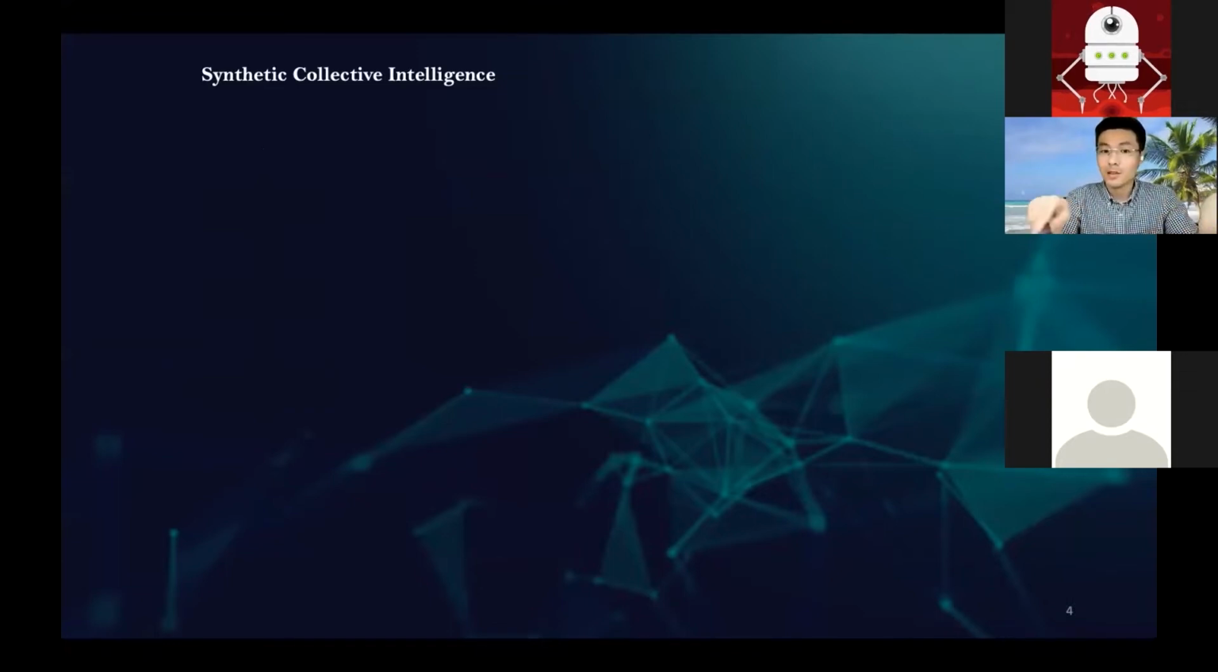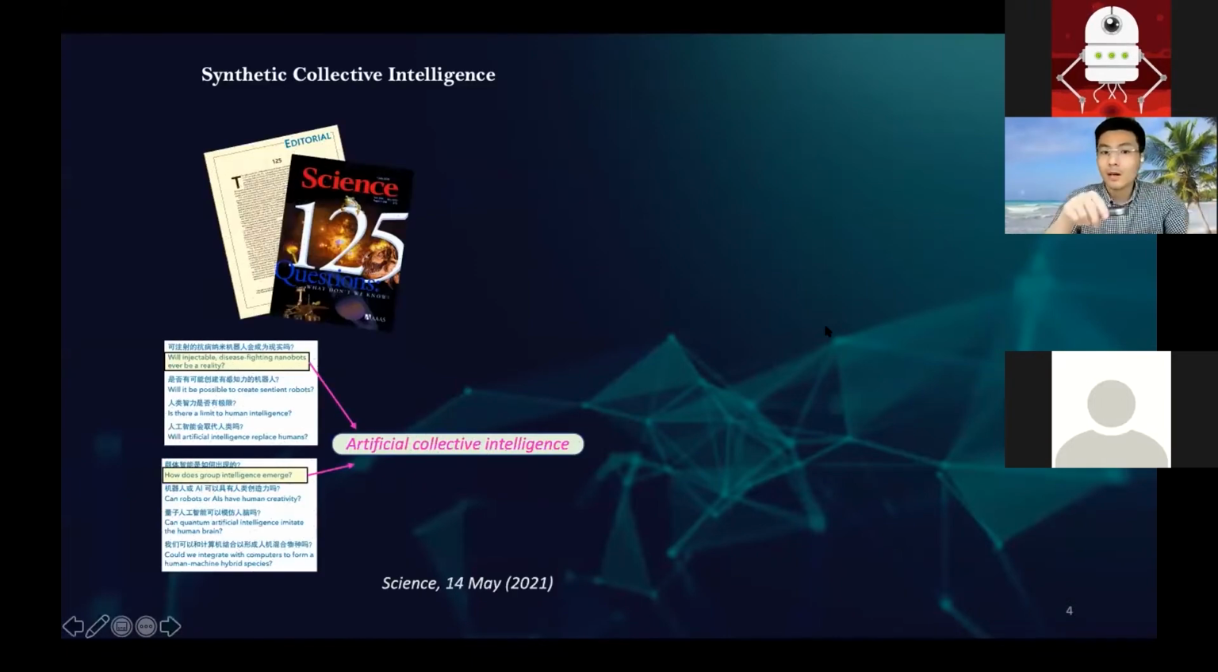This year, the Science journal pointed out the 125 most important questions for today's research. Two of them are: will injectable disease-fighting nanorobots ever be a reality? And how does global intelligence emerge? If you combine these two questions, you get another one, which is actually about artificial collective intelligence in nanorobotic systems.